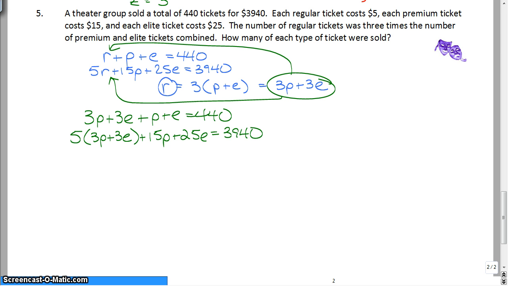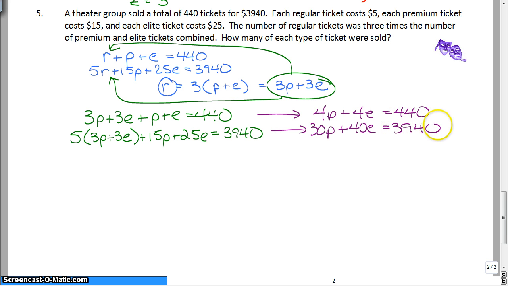And what happens when we do that is this can be simplified to 4P plus 4E is equal to 440. And this guy will turn into 30P plus 40E is equal to 3,940. Okay? And by doing that, look what you're at. You're back to a 2-variable system. It's a different way of solving. So if you were to just substitute or multiply this top one by a -10, you're going to end up getting your E's to cancel.